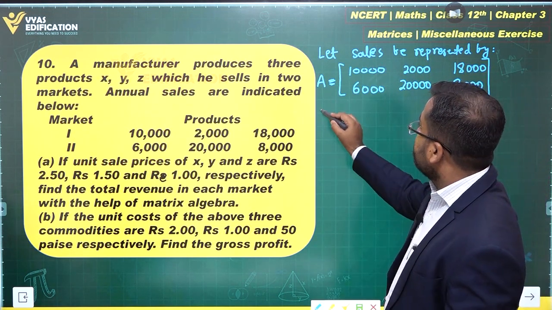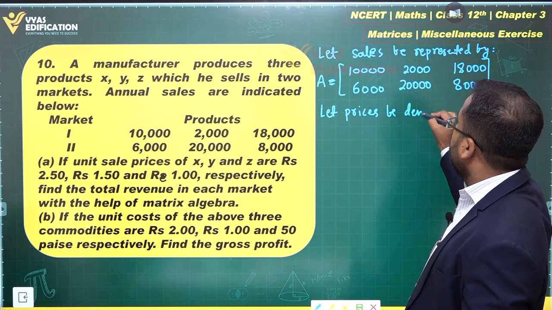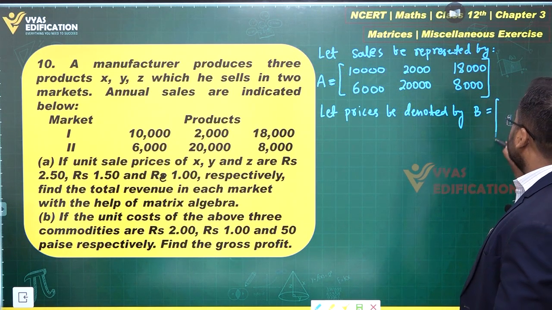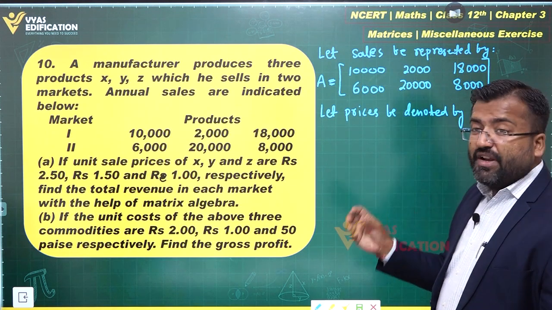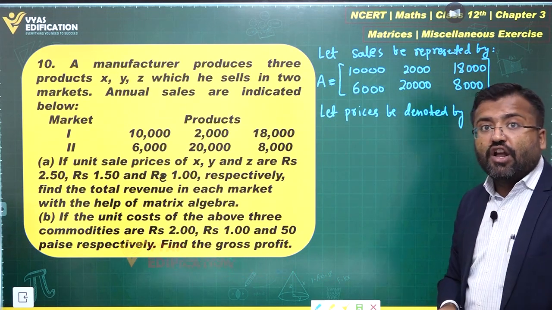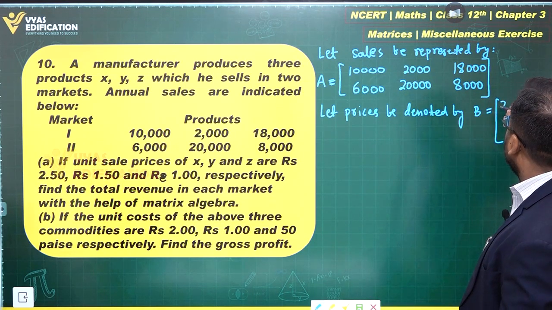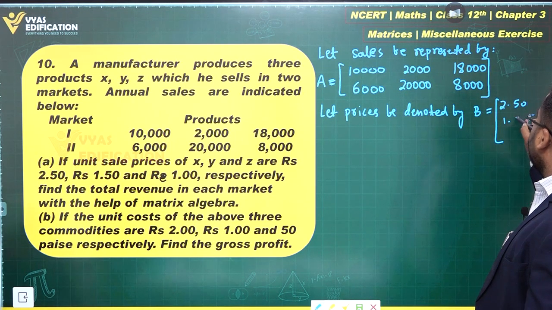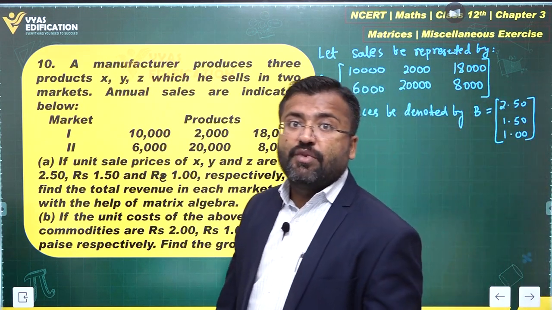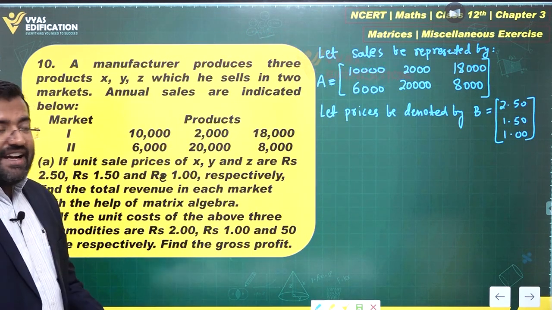What about the price matrix? Let price be represented by matrix B. For multiplication, this row will get multiplied with the column having prices. So the prices of X, Y and Z are 2.50, 1.50 and 1.00. This is the price matrix and it has to be in the form of a column. And now we can get the revenue.